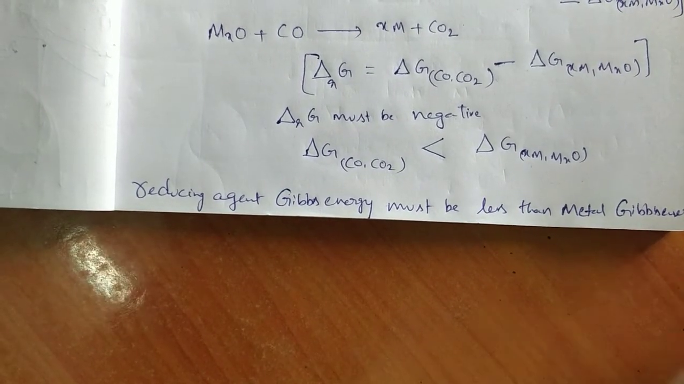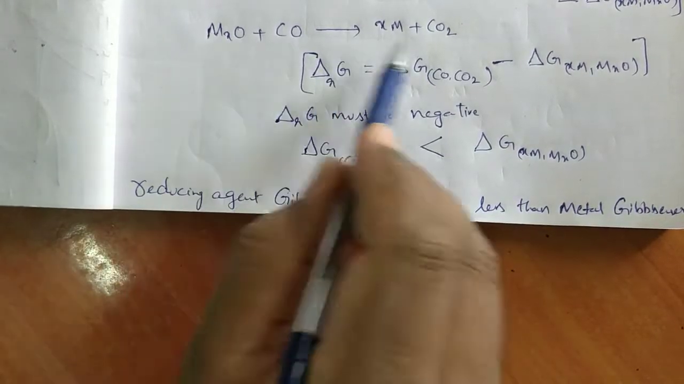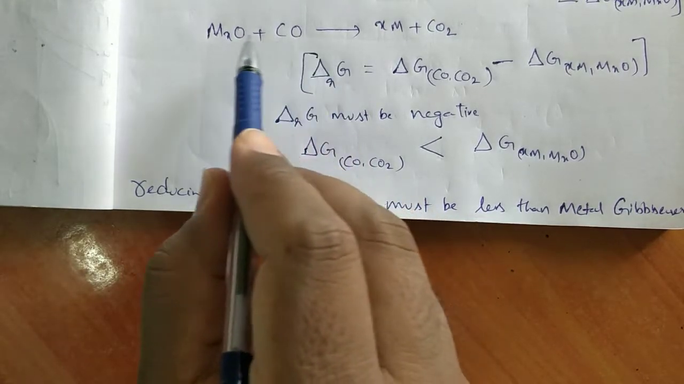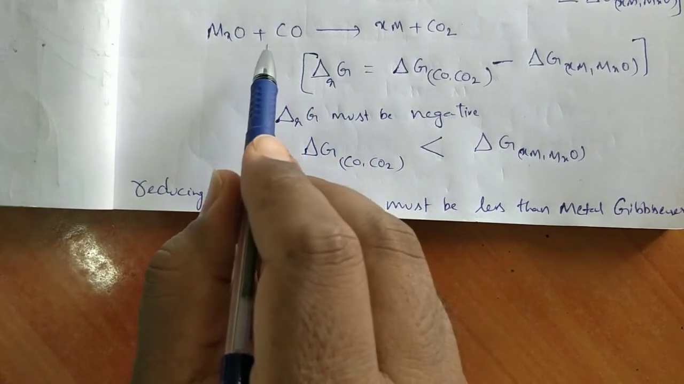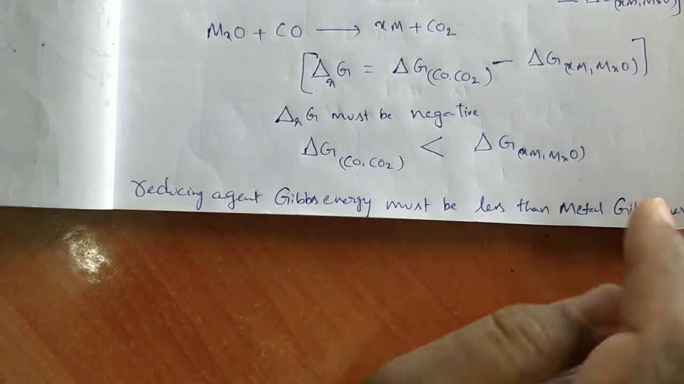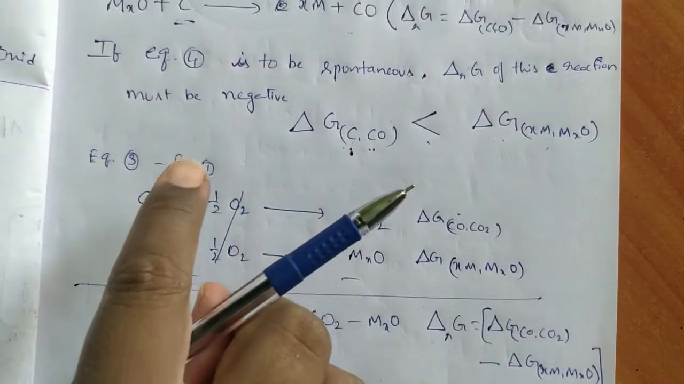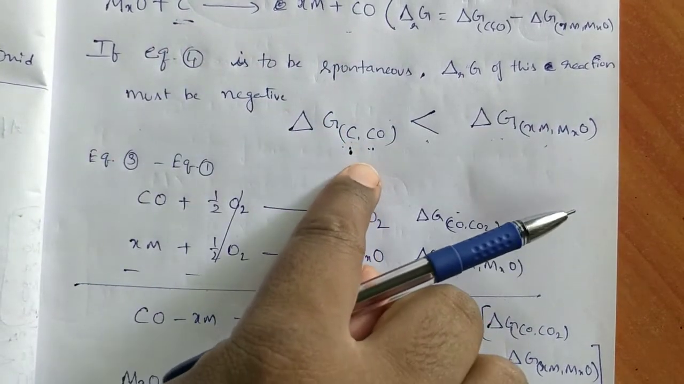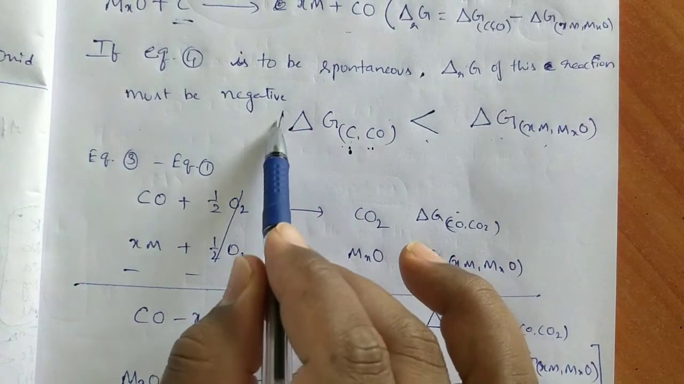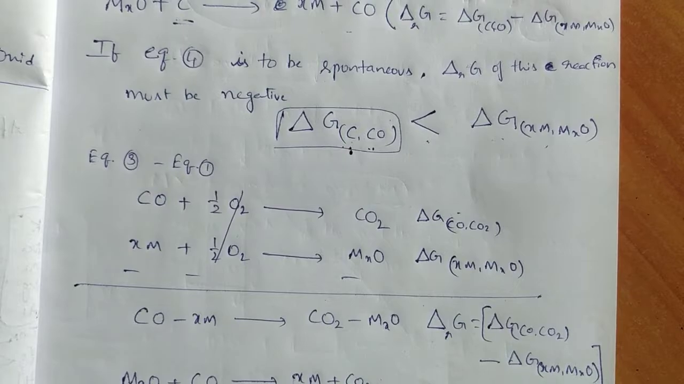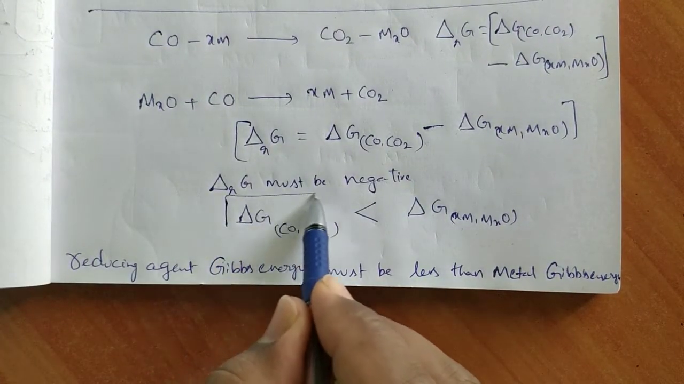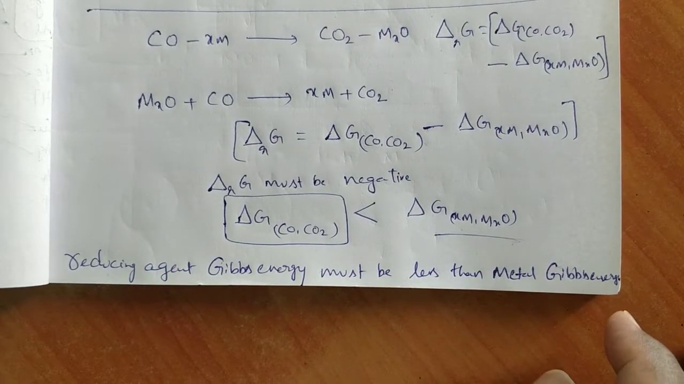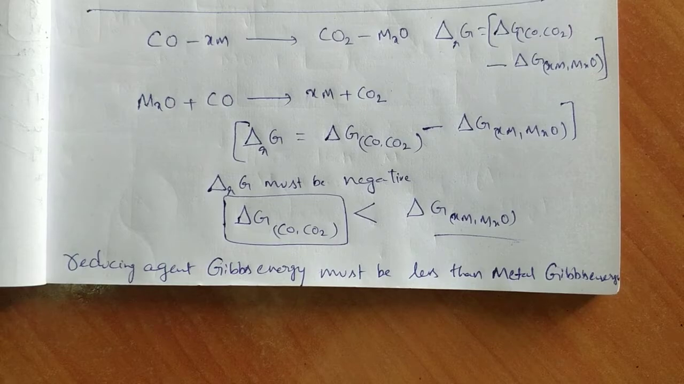Are you okay? See, this is one observation. This reaction is spontaneous if you take CO as the reducing agent. This is the condition. Next, if this reaction is to be spontaneous when you take C as the reducing agent, this is the condition. So wherever we have seen, delta G of the reducing agent is less than delta G of metal conversion. Is it okay? I hope you are clear.